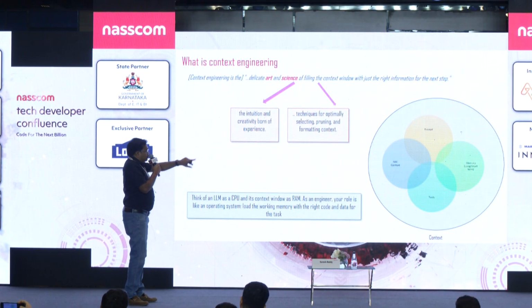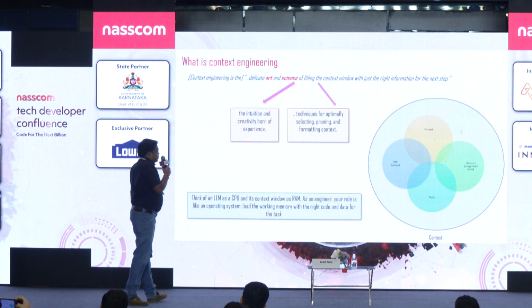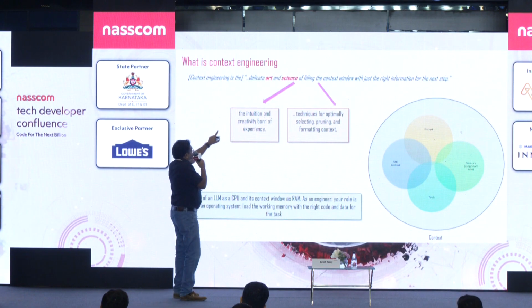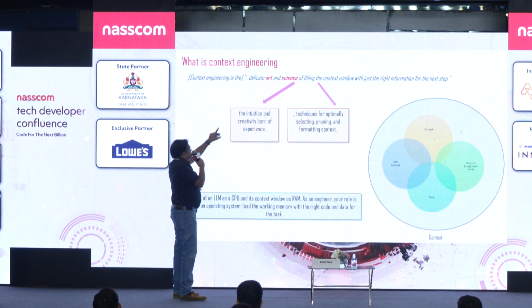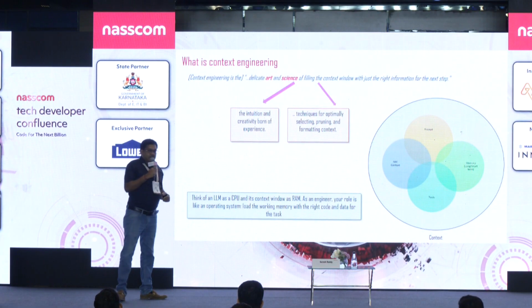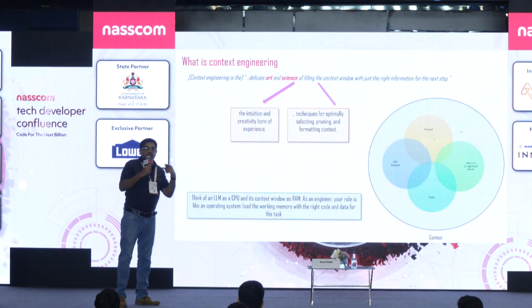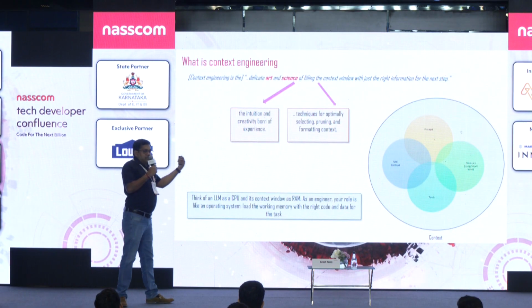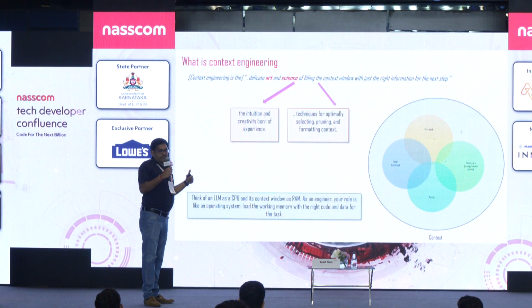So this is all going to be the part of the context, right? So context engineering is, again, going back to the definition, art and science. So what does it mean? So the science is basically the set of techniques that will be given to you. Art is when to use which technique, right?